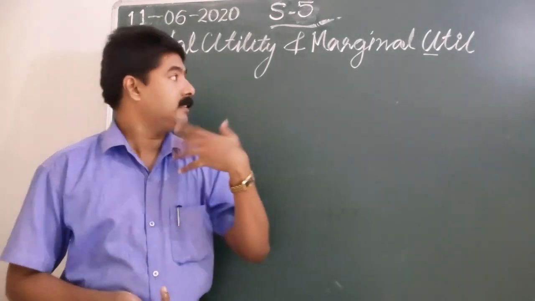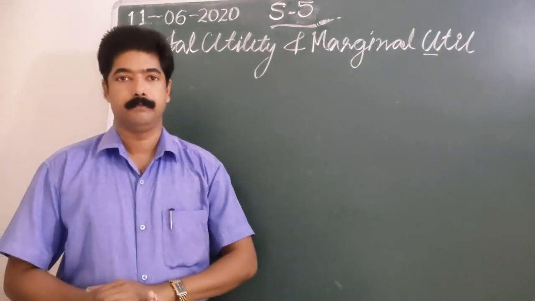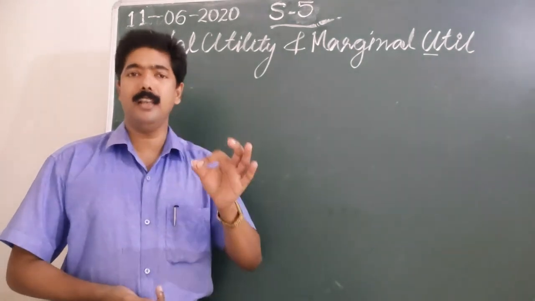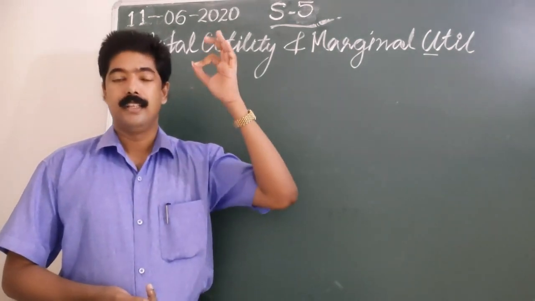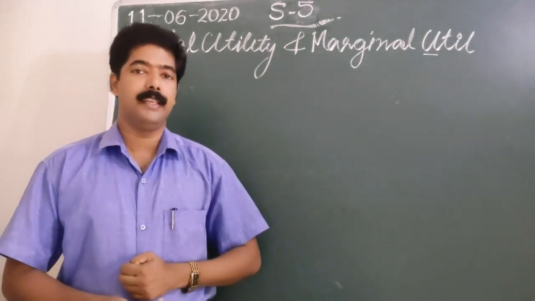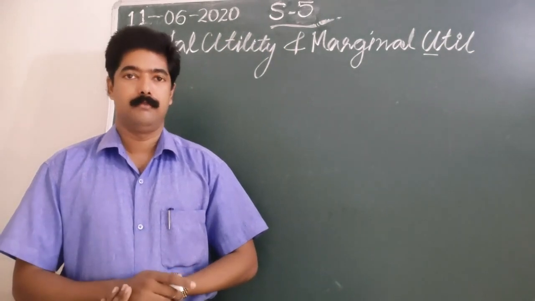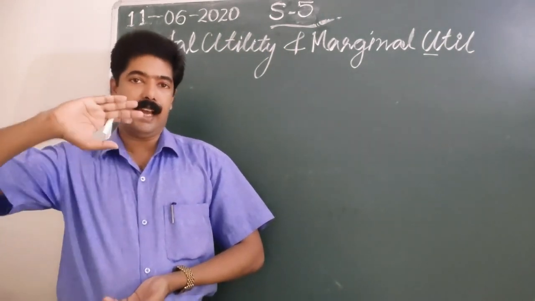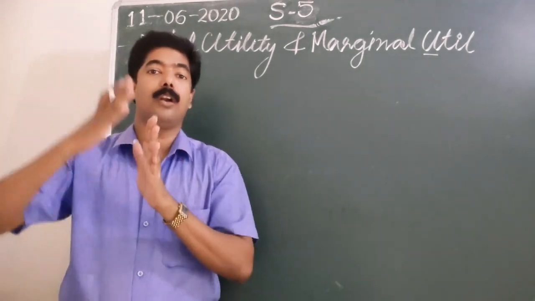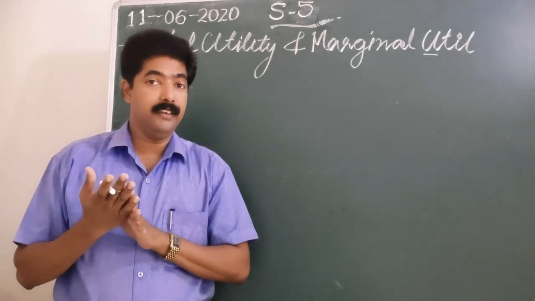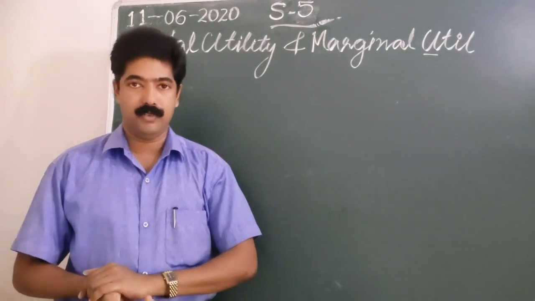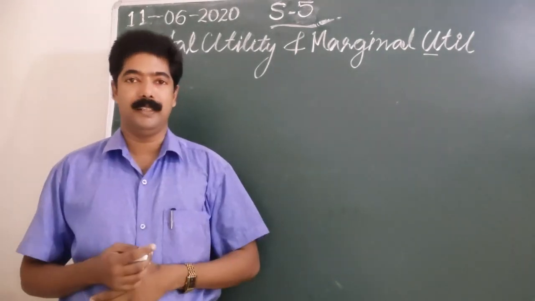Now what is marginal utility? Marginal utility is the additional utility added to the total utility when one more unit of a commodity is added into the consumption. Marginal utility is the additional utility added to the total utility only when we add one more commodity into the consumption. So that is what marginal utility is.